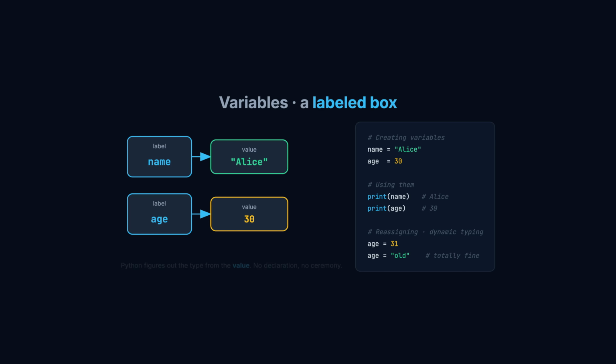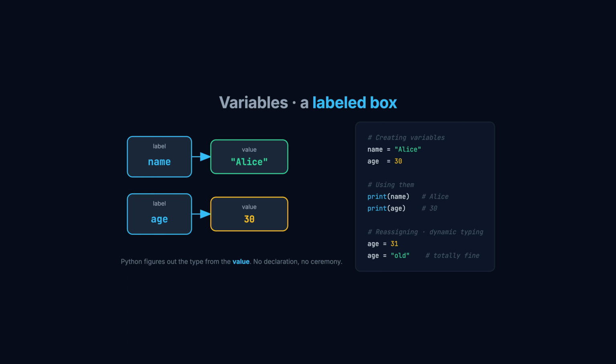A few rules for naming the box. Use lowercase letters and underscores. user_name, total_score. You cannot start with a number. 1name is invalid, but name1 is fine. No spaces, be descriptive. x tells me nothing. user_age tells me everything.